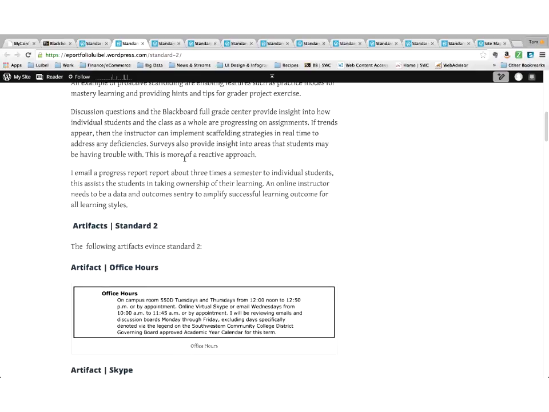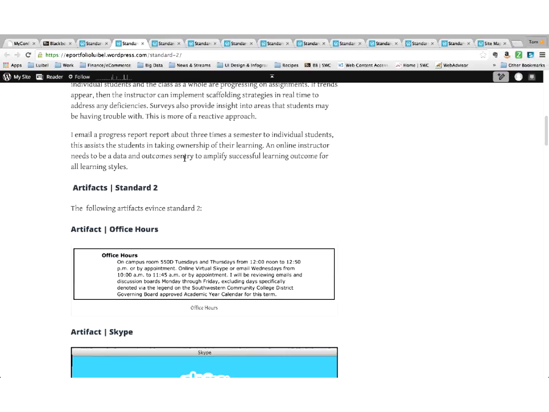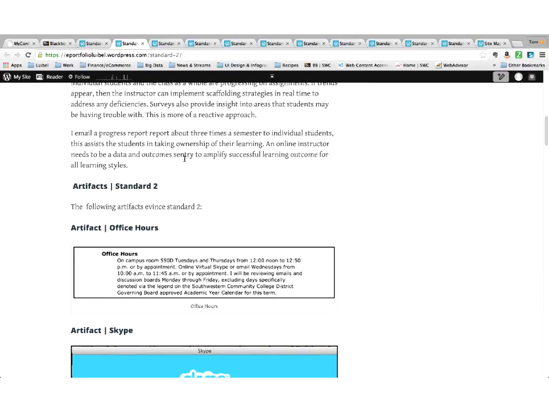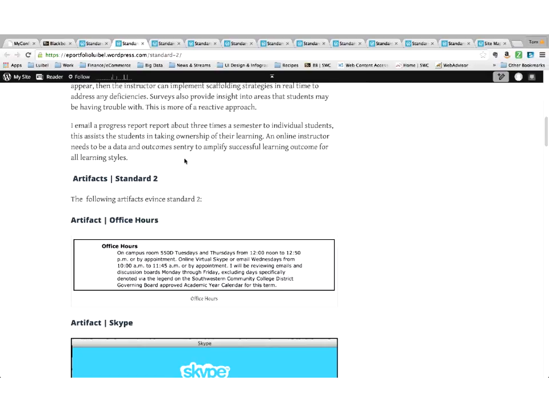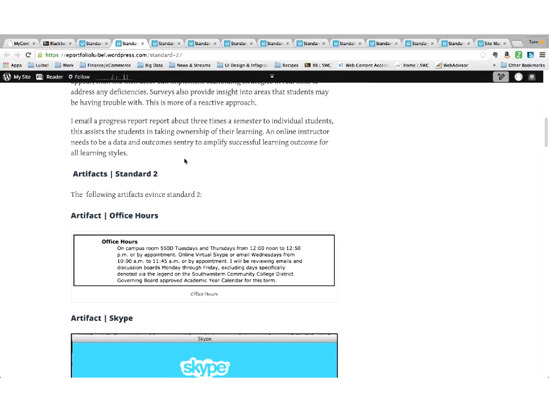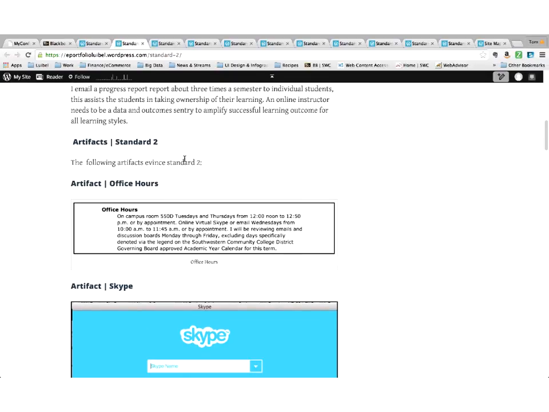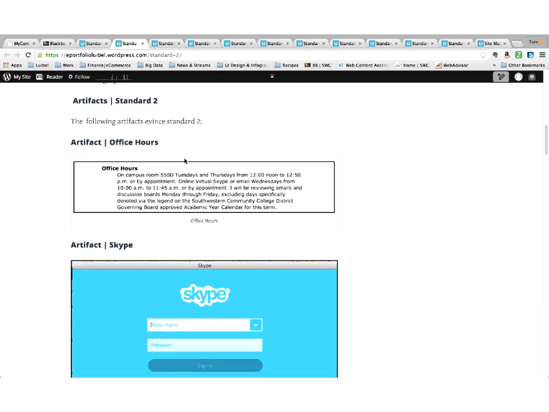I also use surveys to provide insight into areas that students may be having trouble with. And I've found that with anonymous surveys, the students typically talk a little bit more freely. I email a progress report about three times a semester to individual students. It's to assist the students in taking ownership of their learning. An online instructor needs to be a data and outcomes sentry to amplify successful learning outcomes for all learning styles.